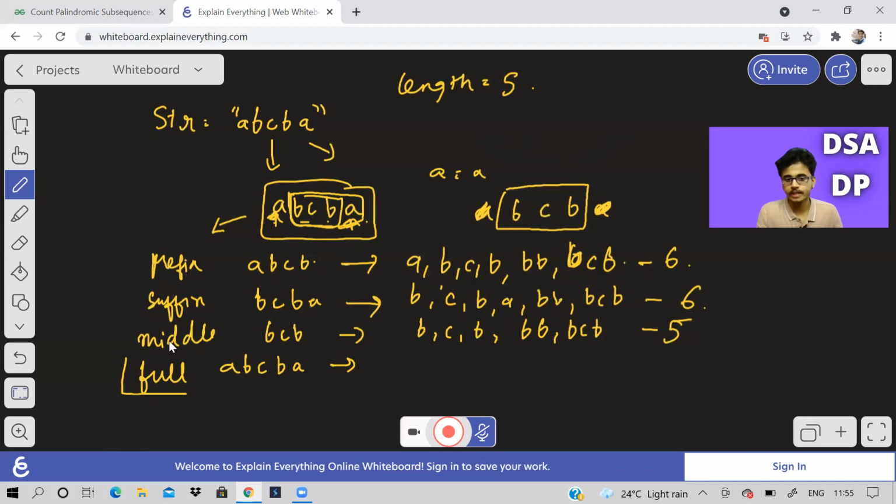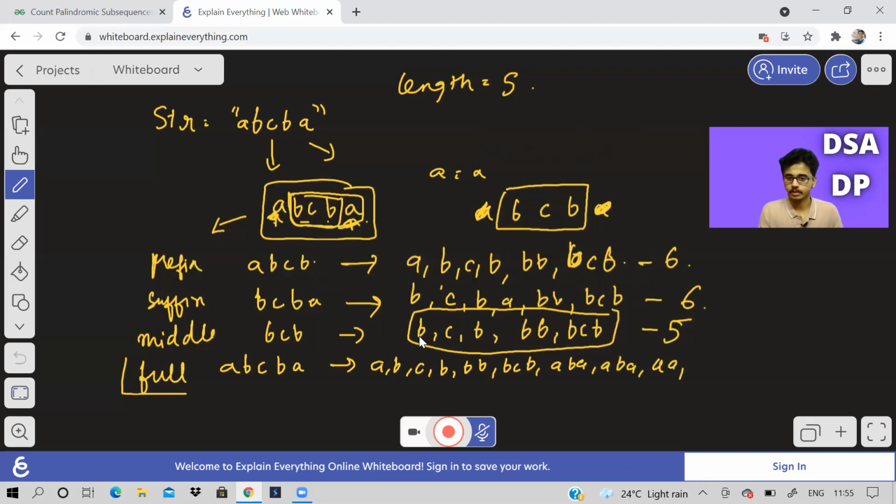See, in prefix, suffix and middle, there are so many terms which are common. If you observe this, I think this entire thing will repeat one more time. So this thing is being repeated. Actually, we will have only 13 subsequences. And what are they? They are going to be this. Correct. So they are going to be this much only, and one more A will come.